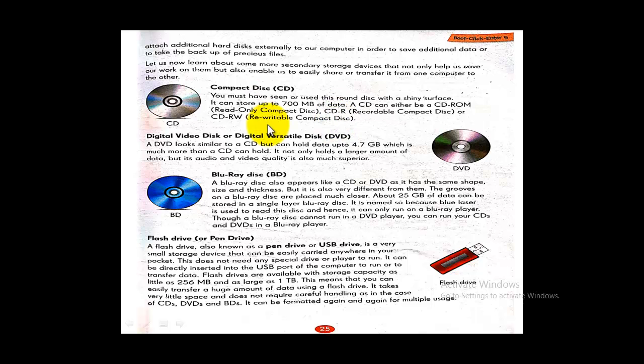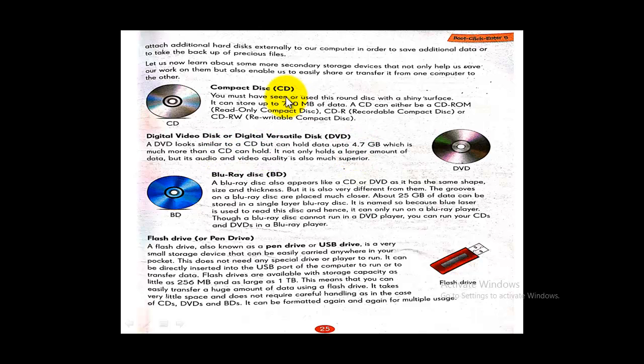Okay, after CD, here comes the digital video discs or digital versatile discs. A CD can store up to 700 MB of data. But a DVD, digital video disc or digital versatile disc, looks similar to a CD. The size is similar, the radius is similar, okay. But it can hold data up to 4.7 GB, which is much more than a CD can hold.